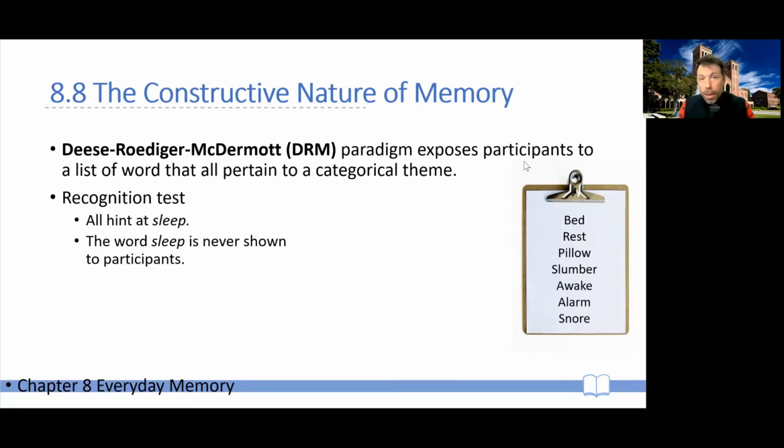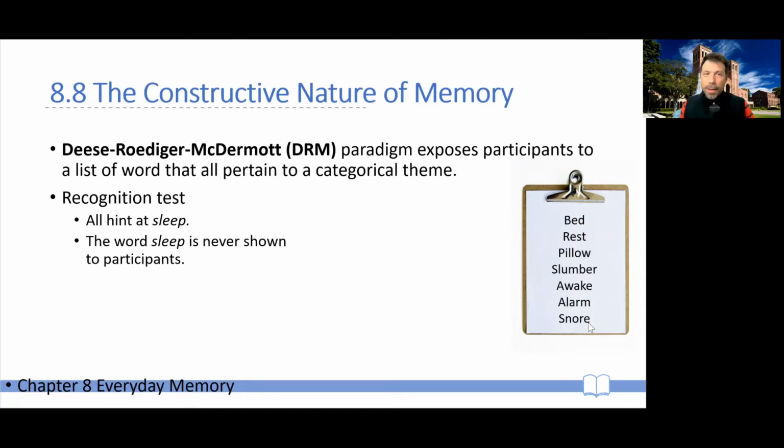Now, one is known as the DRM paradigm, from the names of the three scientists that described this. And the idea goes something like this. You're a participant in a memory experiment, and you get to hear a list, and you have to study it and commit it to long-term memory. So in this case, we have bed, rest, pillow, slumber, awake, alarm, snore, et cetera. And you're probably noticing that they're all categorically related.